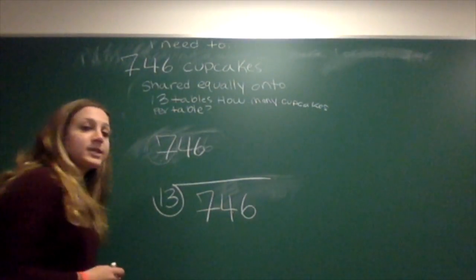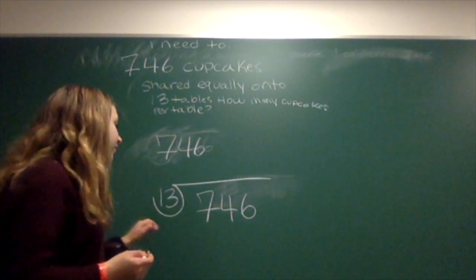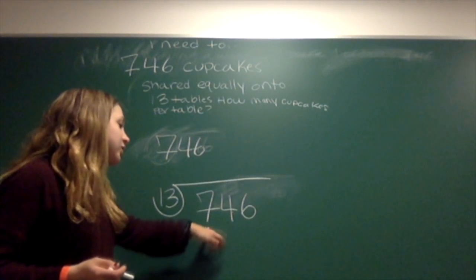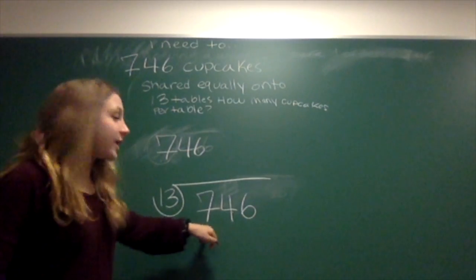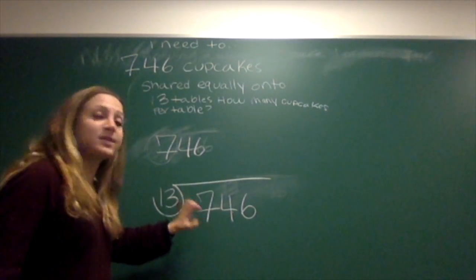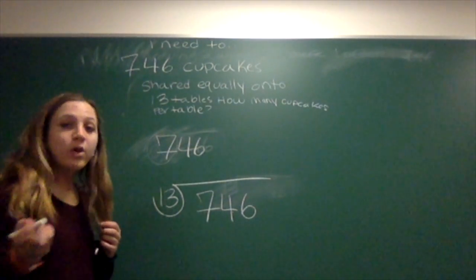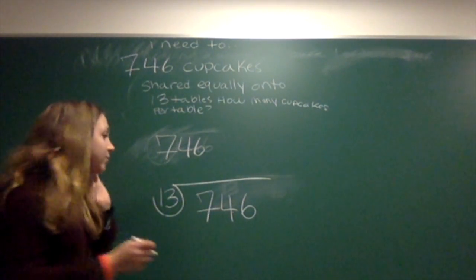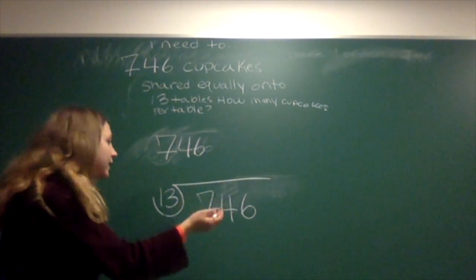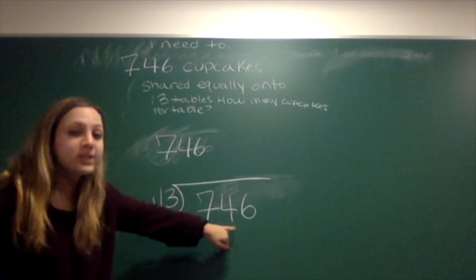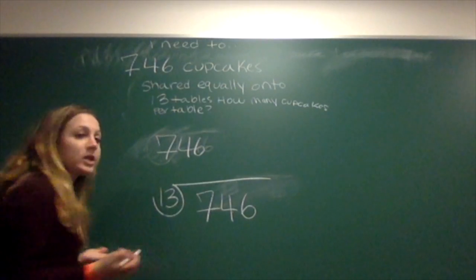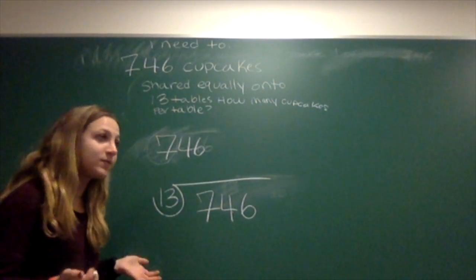So if we were going to look at this symbolically, like I said, we can't fit 700. We can't equally share 700 cupcakes onto 13 tables. So we regrouped into 70 tens, and I'm going to estimate how many groups of 13 I can make to go into 70 tens, and then we also have again these 4 tens, so 74 tens. How many groups can I make out of 74 tens?